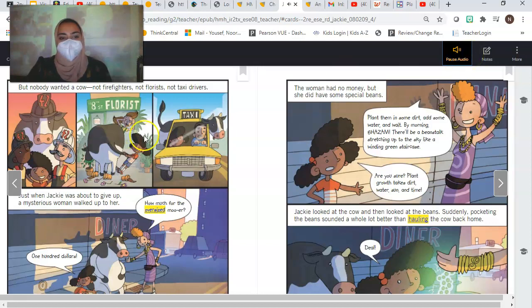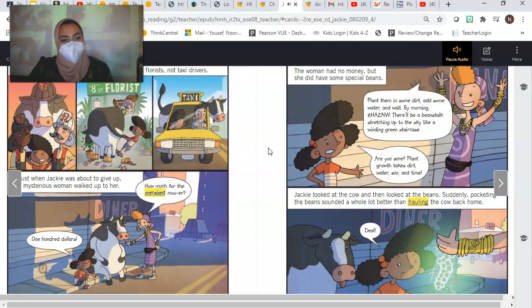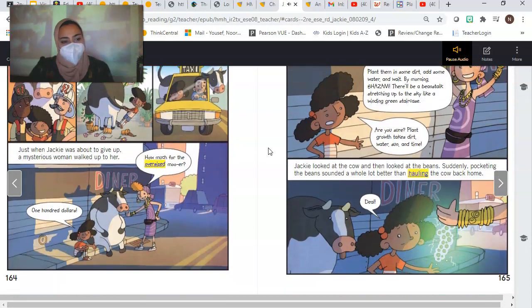But nobody wanted a cow. Not firefighters, not florists, not taxi drivers. Just when Jackie was about to give up, a mysterious woman walked up to her. How much for the oversized moor? $100.